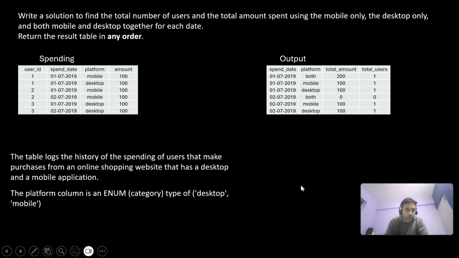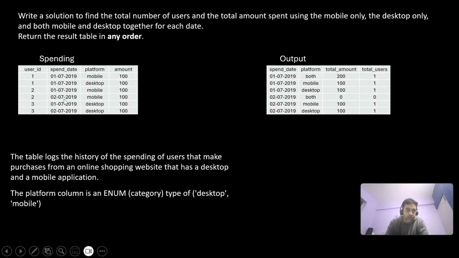All right, so let's see this question now. We are given a table, spending, and this is the description of this particular table. This table logs the history of the spending of a user that makes purchases from an online shopping website that has a desktop and a mobile application. The platform column in this table is of type enum, and the only possible values for this column are either desktop or mobile.